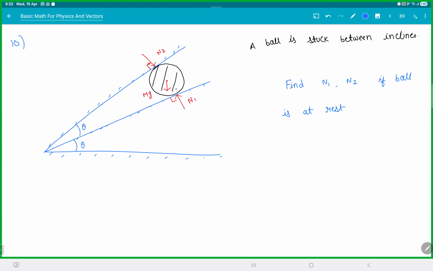Do one thing. Forget about the N1 and N2. Can you give me N1 and N2 in terms of I cap and J cap? Start from there. Give me the vector components of N1 and N2. Let's say you already know N1 and N2. Give me components like N1 cos theta I cap, N1 sin theta J cap. Just give me like that.